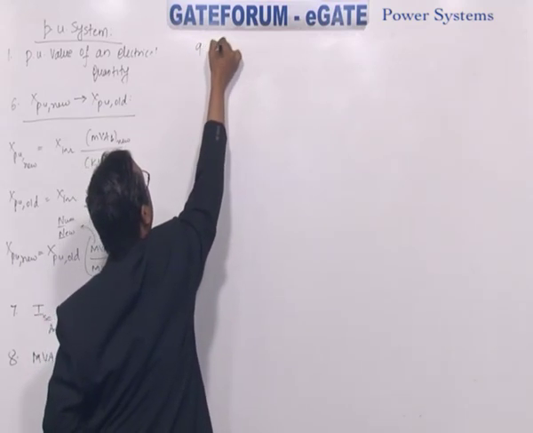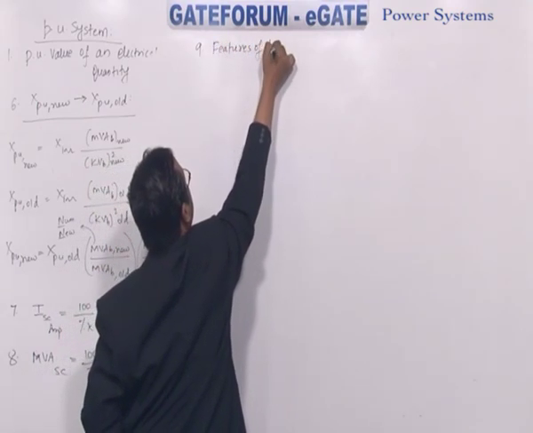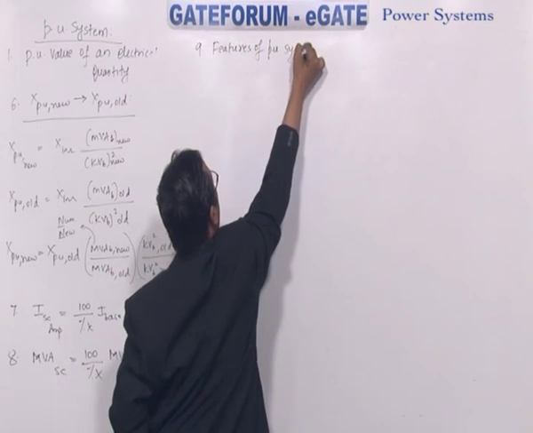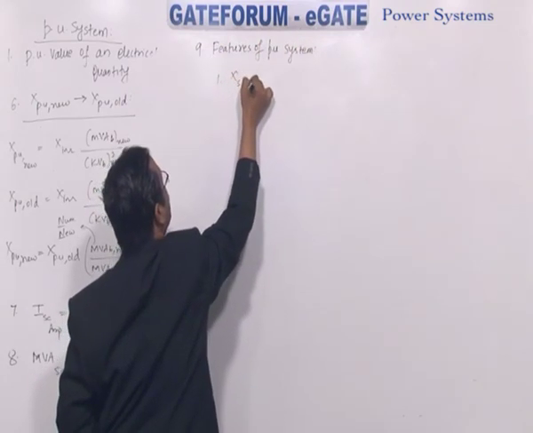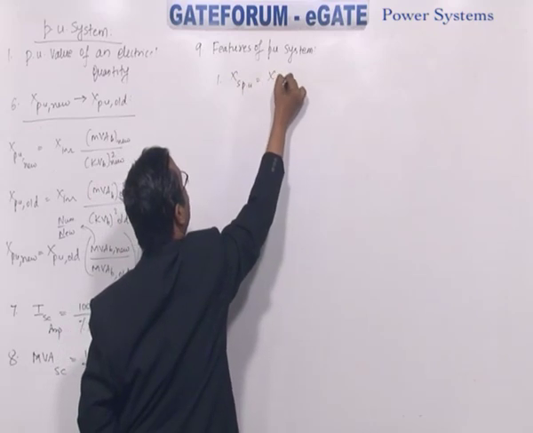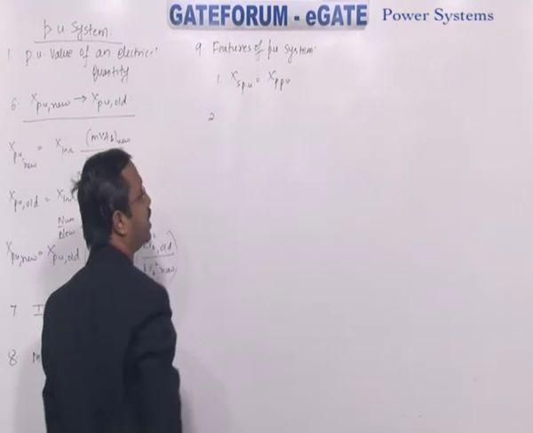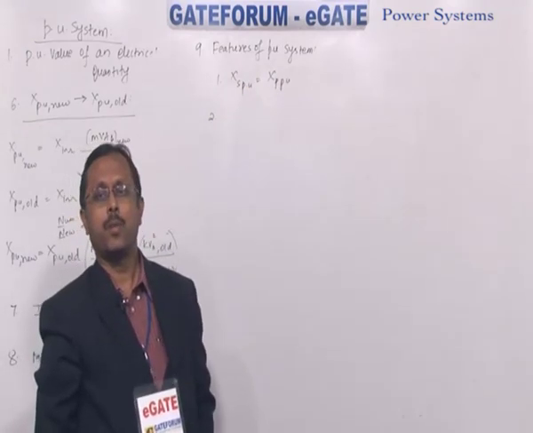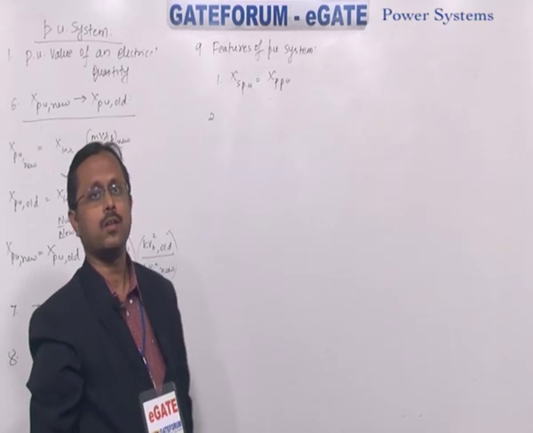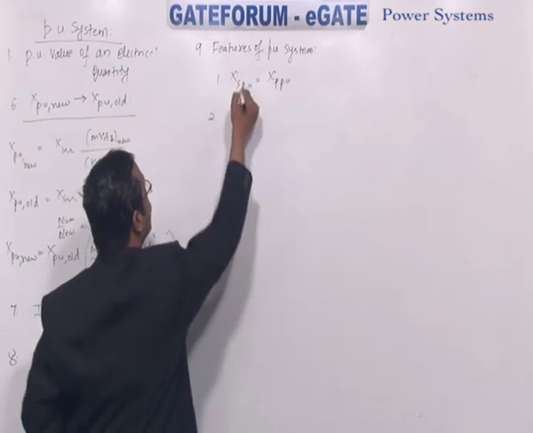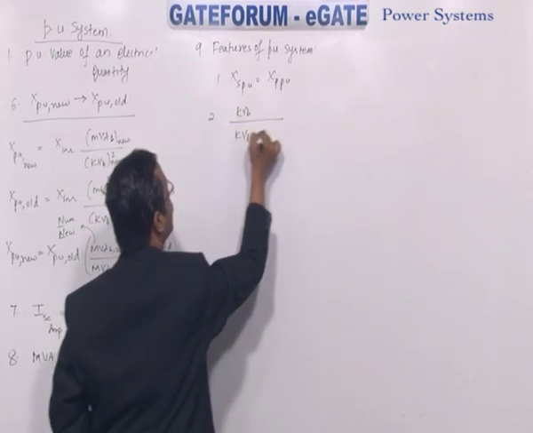Now next we come across the features of per unit system. The first one is the primary and secondary per unit reactances are equal. Primary and secondary per unit reactances are equal. Now you find out the base kV.